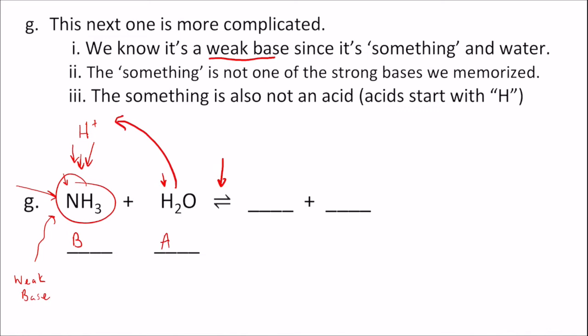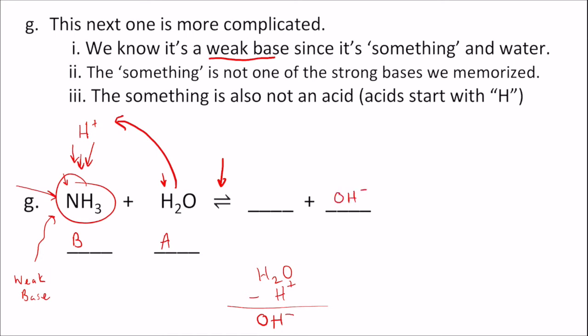So if you take H2O and you subtract an H plus from it, what's that going to look like? Well, it's going to be one less H, right? So it's going to be OH. And then it's going to have a charge to balance out that plus. It's going to be minus. So all that's going to be left of that water is OH minus.